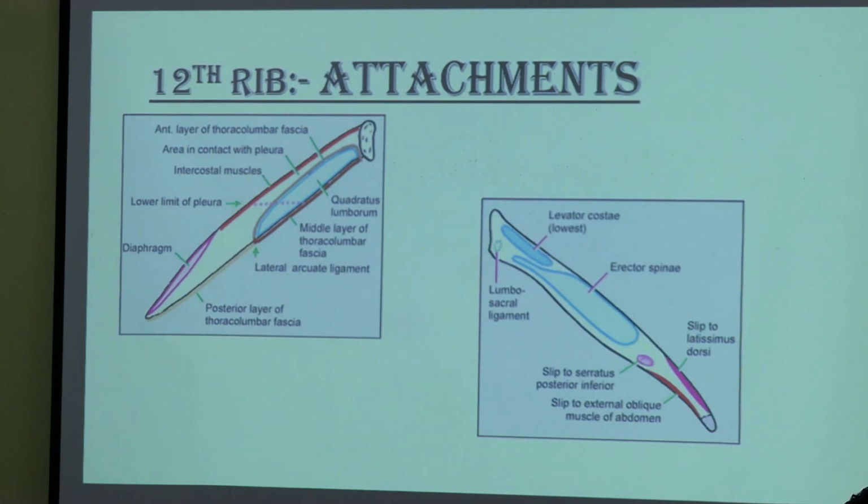Now these are the intercostal muscles. This red one is the intercostal muscle. So it is basically where? In the upper border or lower border? Upper border. Medial or lateral part?